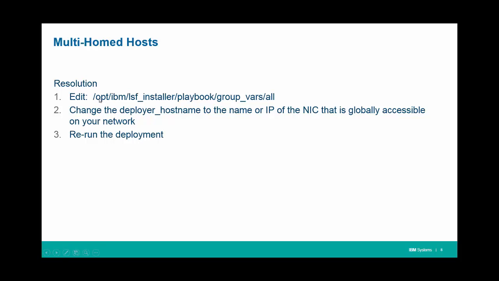Another thing that you can do is edit this file here. So the /opt/ibm/lsf-installer/playbook/group_vars/all/directory file. In there you'll find the deployer hostname. And what you can do there is either correct that to a name that is resolvable across all machines, or say maybe use the IP address instead. Once you've done that, just rerun the deployment, and everything should be fine.